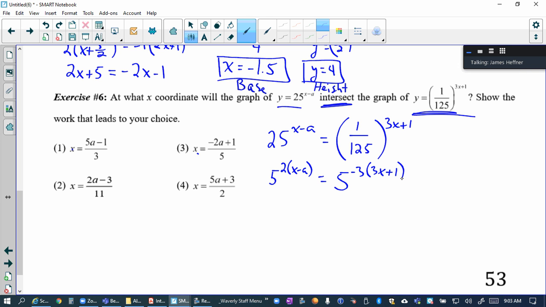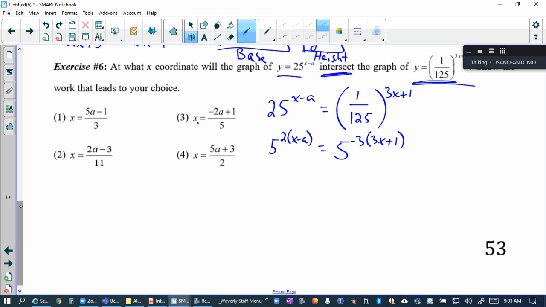So now we have common bases, so the exponents must be equal. That would be 2x, distributing the minus through, minus 2a, equal to negative 9x minus 3. Add 9x to both sides, that gives you 11x minus 2a.